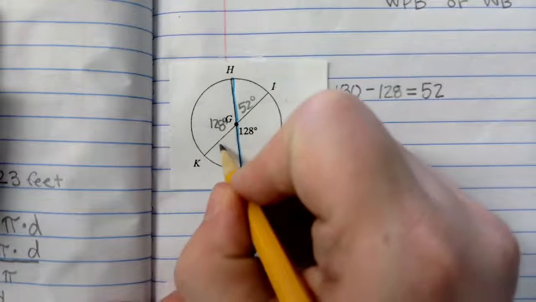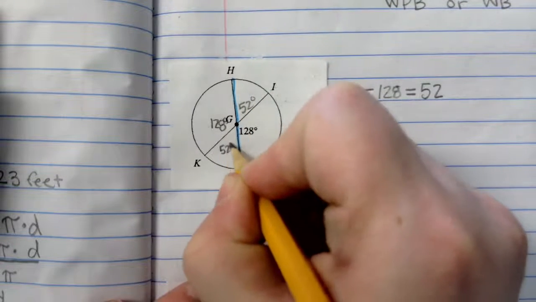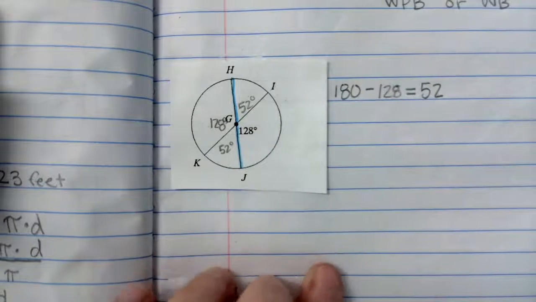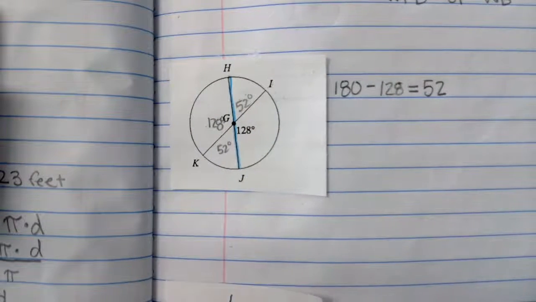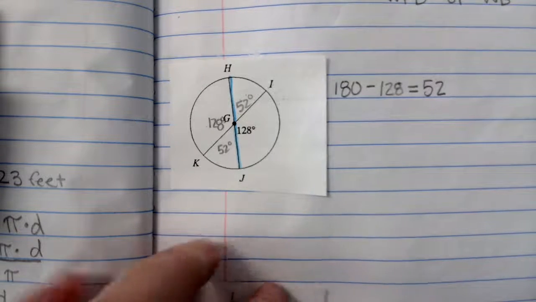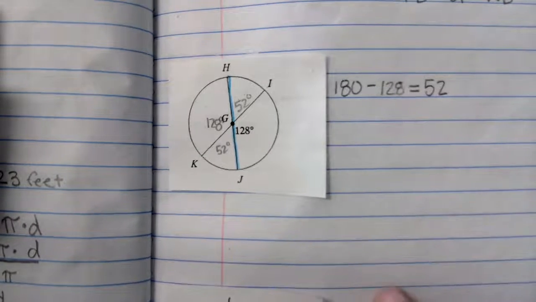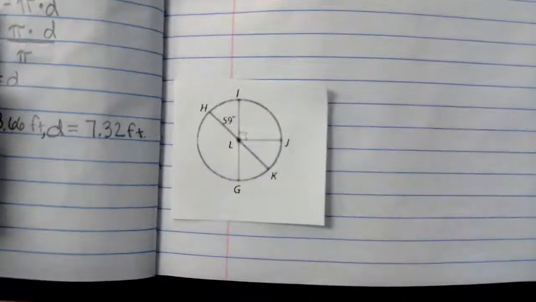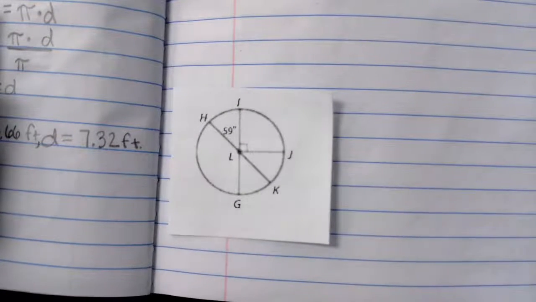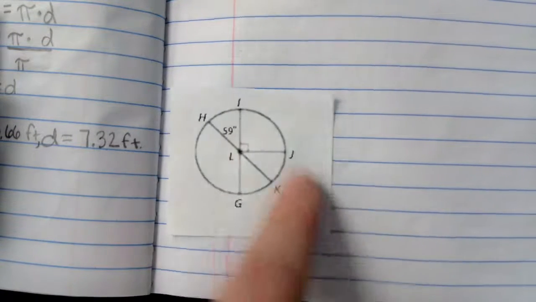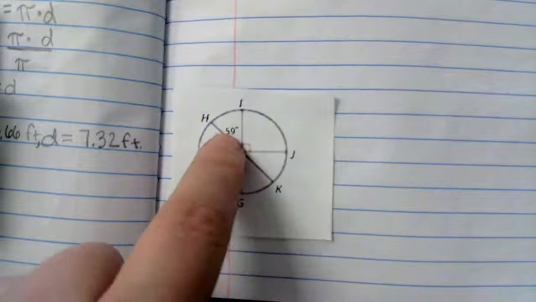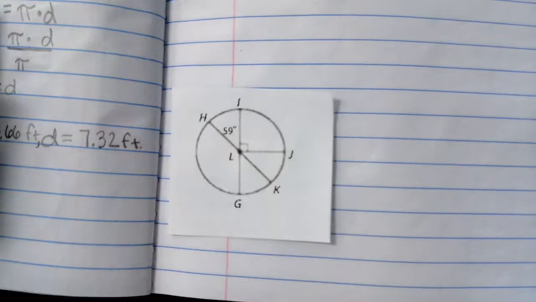All right, so on this one, we know that this one's 59 degrees. What other angle do we know? We know the measure of arc GK or GLK. What's that going to be? 59, because they're across from each other. So they're vertical. What else do we know? Yep, the measure of arc IJ is 90 degrees.